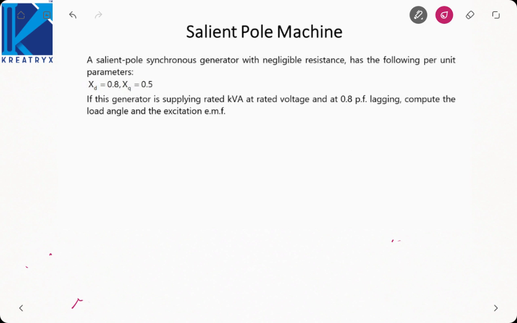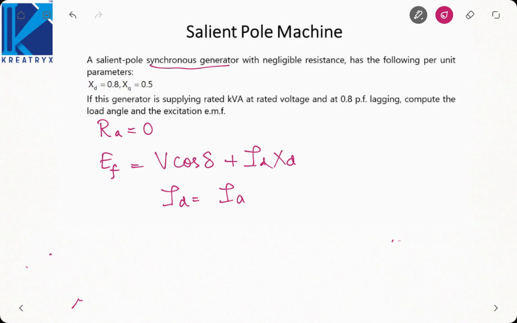Now let us see this problem. It is a salient pole synchronous generator with negligible resistance and has the following per unit parameters. Here we need to calculate the load angle and excitation EMF. Whenever RA is 0, you have to remember the excitation EMF is V cos delta plus ID XD. Now what is this ID? Direct axis current, IA sin of delta plus phi, or you can say IA into sine of psi.